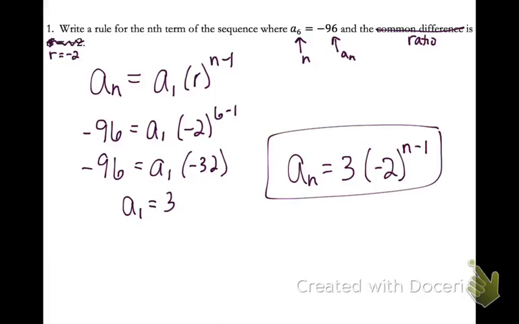But I went ahead and did the problem anyways, so I plugged negative 96 in for a sub n, I plugged 6 in for n, and negative 2 in for r. When simplifying this, make sure that you're using parentheses right there to get the right sign out. I divided by negative 32 on both sides. I got a sub 1 equals 3, and then I could write my rule.